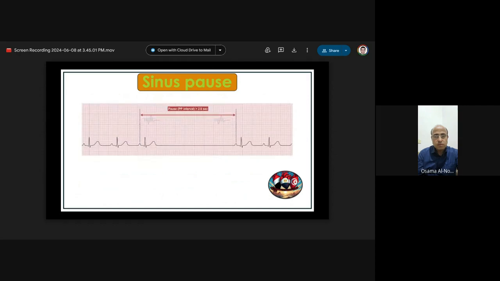On this rhythm strip ECG, we see before the pause, we have a QRS preceded by a normal P wave. Then we have a pause of more than 2 seconds. The duration of the pause is not an exact multiple of the PP interval.